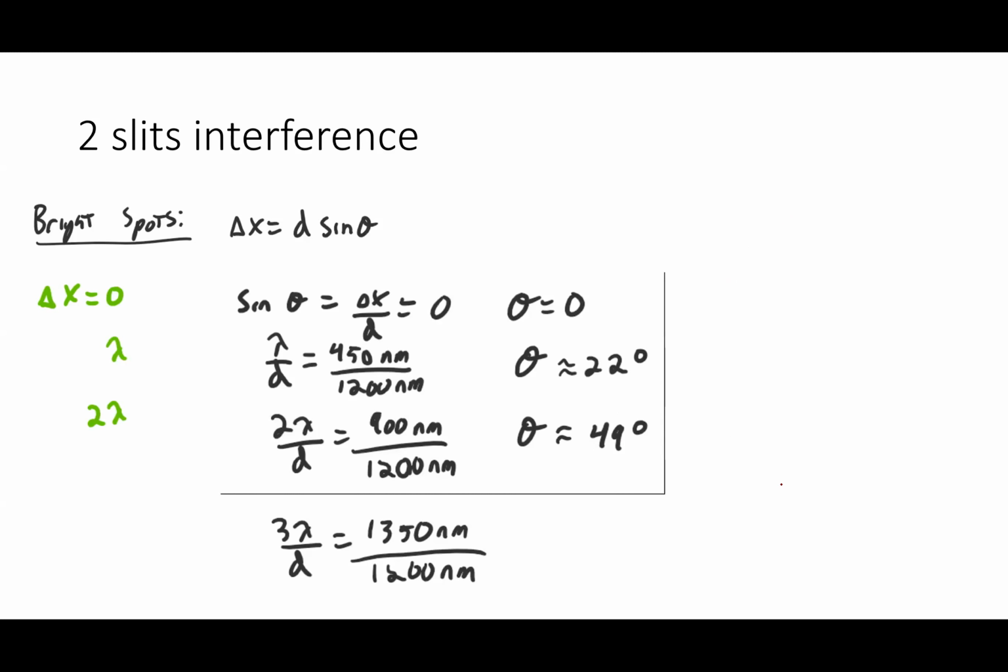So the angles I find: theta equals 0 gives me a path difference of 0. I get theta is 22 degrees for a path difference of lambda, 49 degrees for a path difference of 2 lambda. And if I try to plug in 3 lambda, which would be the next point of constructive interference, I have a problem because that gives me 1350 over 1200, which is greater than 1. And there's nothing I can plug in in terms of angle where sine theta is going to be greater than 1, right? There's no way I can get that. So there is no angle that gives me a path difference of 3 lambda. So I've got 3 angles that give me constructive interference, and I don't have to worry about any path differences bigger than 2 lambda.